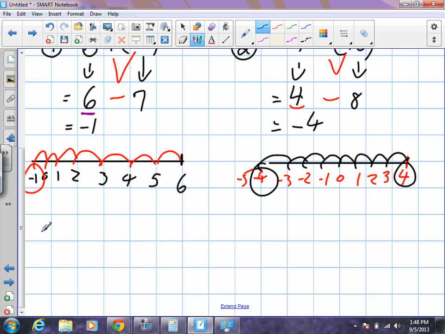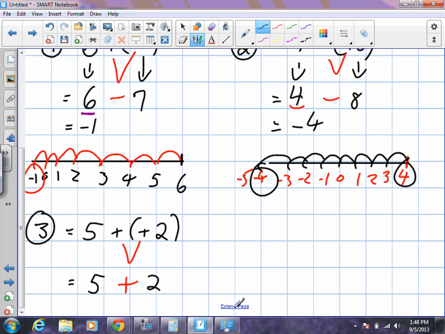We'll call this example 3. If we have, let's say, 5 plus positive 2. Okay. In this case, again, we have two operations right beside each other. How do we simplify two positives if we were to multiply? That's right. So we can replace the two positives with just one positive sign. And essentially the question is asking us what 5 plus 2 is. And what is 5 plus 2?